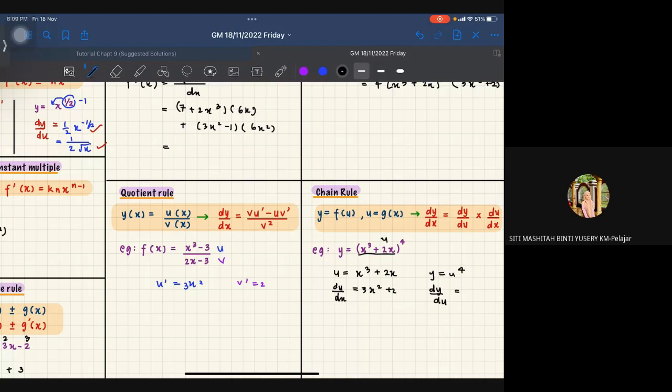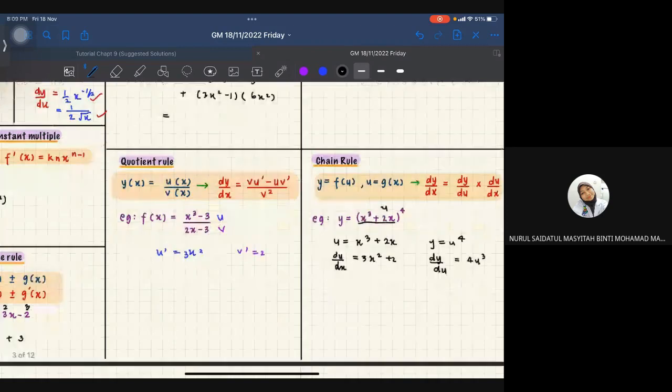For u, power 3. Correct. For u cube, exactly. Thank you. Okay, so I get 4u cube over here. So what we want to do now is find a formula for dy/dx.